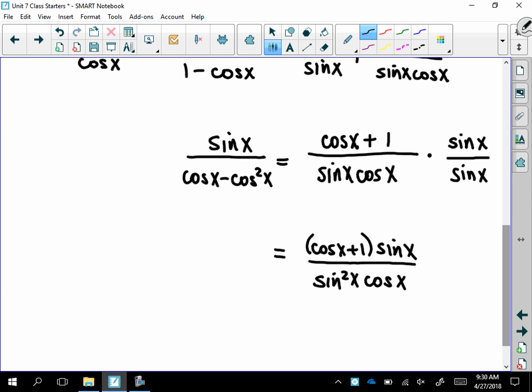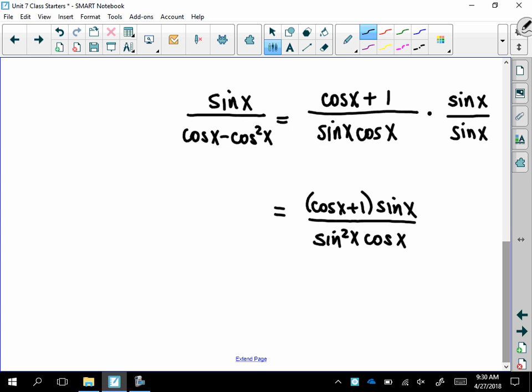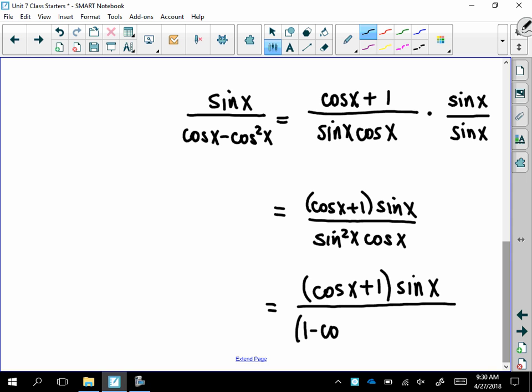The other thing that I think she was thinking was, at some point I have to have a sine in the numerator anyway, because there's a sine there. So I'll go ahead and just multiply the numerator and denominator by sine. I put the sine in the numerator. I can replace this sine squared in the denominator with 1 minus cosine squared.